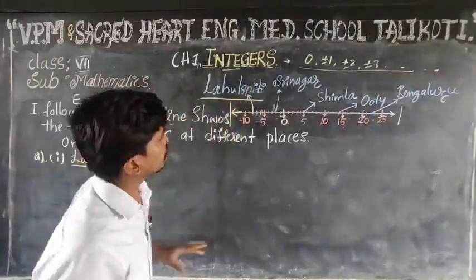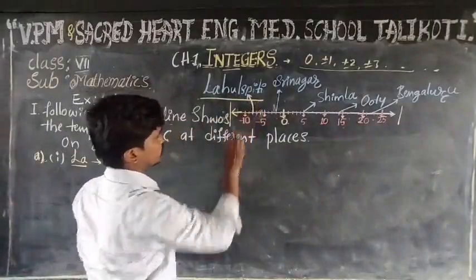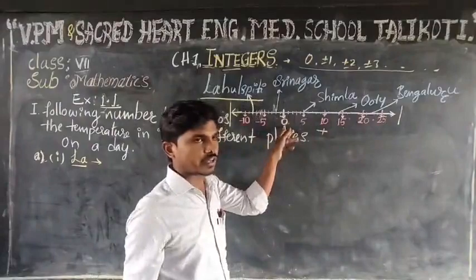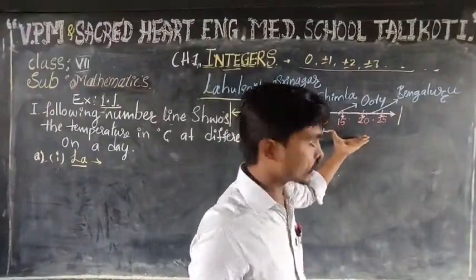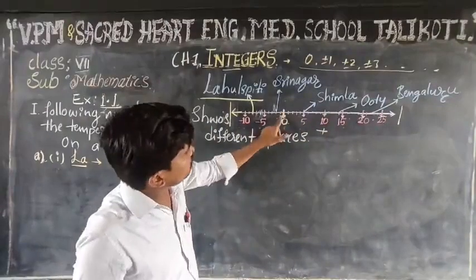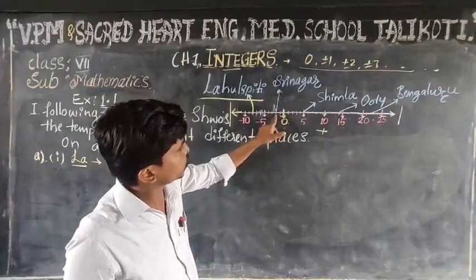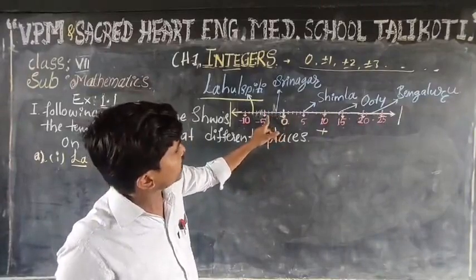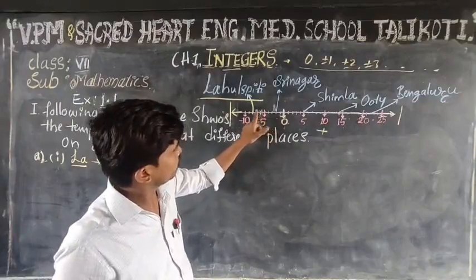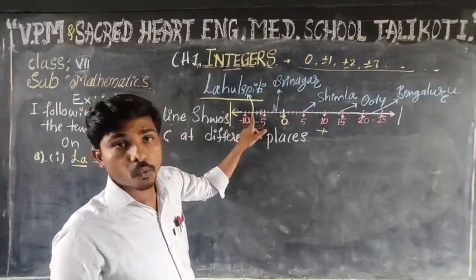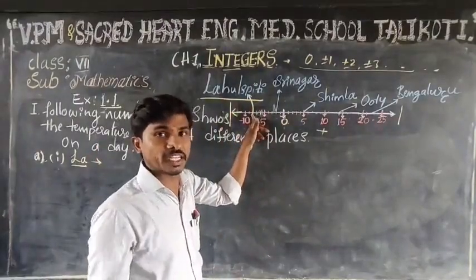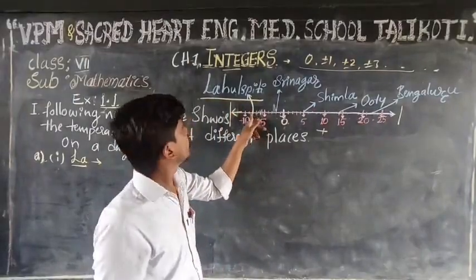Lahul Spiti. What is the temperature of Lahul Spiti here? Just look here. This is 0. From this side, after 0, we take positive numbers. From the other side, we take negative numbers. Now, this is -1, -2, -3, -4, -5. Is it visible? Next, -6, -7, -8. What is the temperature of Lahul Spiti? It means -8 degrees Celsius.